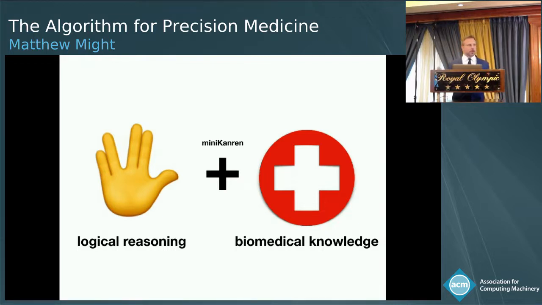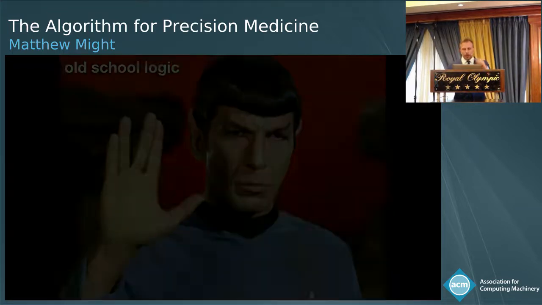So miniKanren, if you haven't used it before, is a logic programming language. It's specifically a relational programming language because it doesn't allow side effects. Previously we were using it for things like program synthesis, and now we're using it to do drug repurposing. So now I'll show you how we do that.